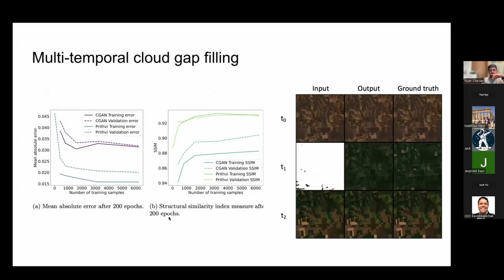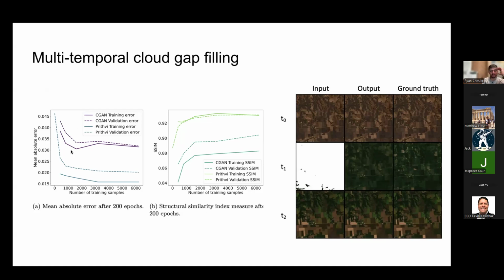So here's this first task, the cloud gap filling. We have T0, this is given to the model. T2, this is also given to the model. And then T1, this is given some cloud information, but nothing else. And then the goal is for the model to actually fill in the blank and say what was in between there.